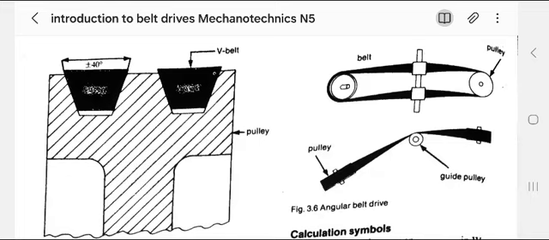Today we'll be dealing with introduction to belt drives in Mechanotechnics N5. In this video, you'll learn how to master your belts, right? If you still remember, you did a little bit of belt drives previously in N4. Here there'll be some additional things that you're supposed to know. Nevertheless, other things are still the same. We still have the same formulas, but there are some spices that they've added here because it's N5 level, right?